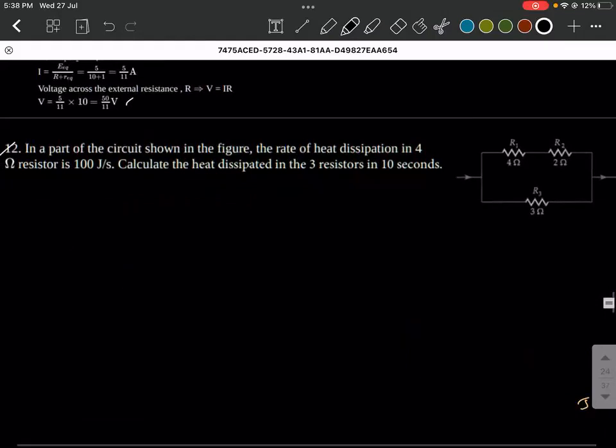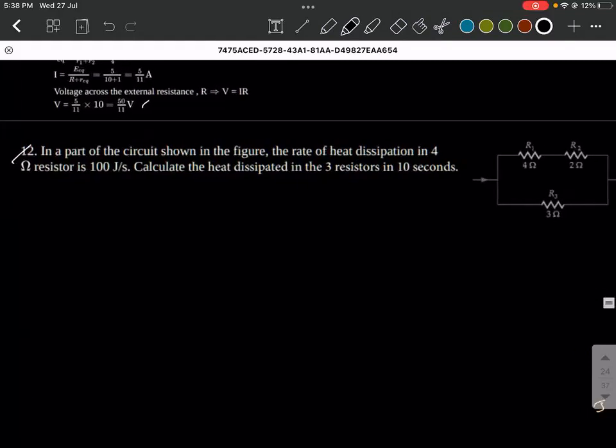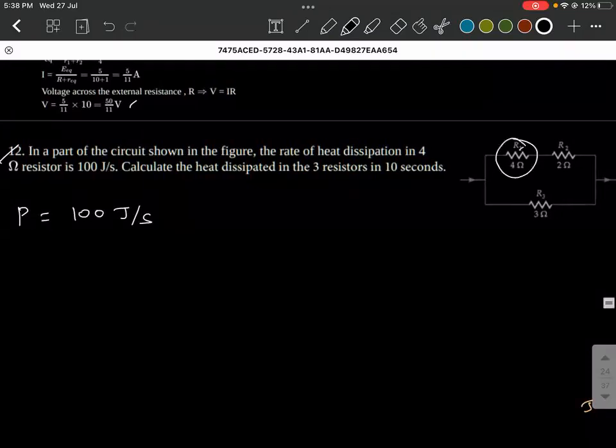In a part of the circuit shown in the figure, the rate of heat dissipated in the 4 ohm resistor is 100 joule per second. So what is the rate of heat dissipated? Power is equal to 100 joule per second. And in which resistor? It is across the 4 ohm resistor.